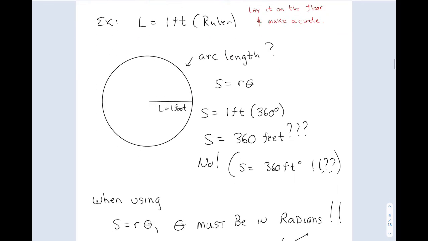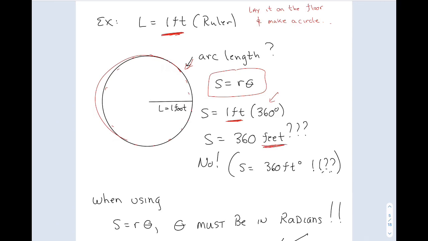As another example, let's say you take your 12-inch ruler, so you have a foot. Put it on the ground, lay it on the floor, and you make a circle, and you're going to walk around that circle. What's the arc length of that circle you're going to walk around? Well, that's our expression: the arc length is r theta, and the radius is a foot. That's your ruler, and go all the way around, 360 degrees.